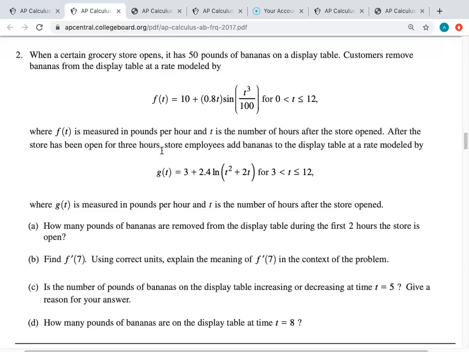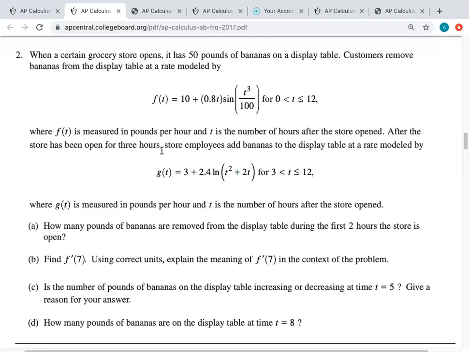So this is bananas being removed. This is bananas being added. But be careful because they don't start getting added until after 3 hours have passed. All right. So again, G is measured in pounds per hour. T is the number of hours after the store opened.